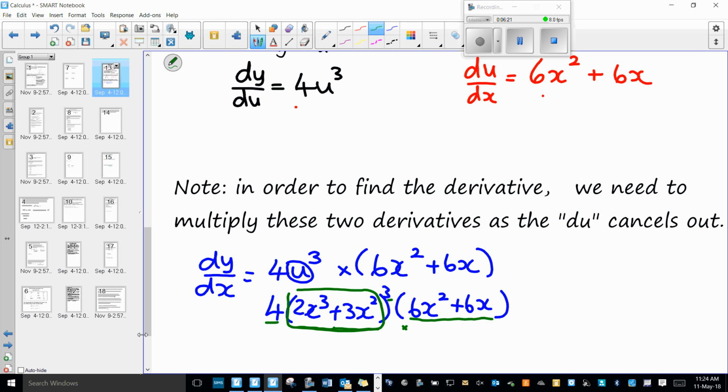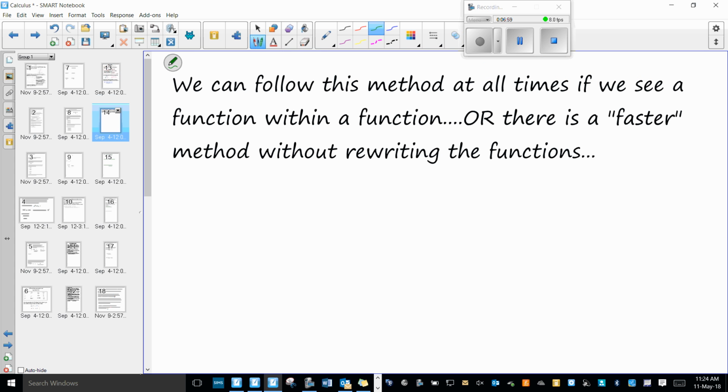And that's what's going to happen every single time. So rather than say u equals, differentiate in terms of u, and then have to replace u, you can just pretend that that's a normal x, differentiate as normal but keep the bracket as it was, and then always multiply by the derivative of what's inside. This next page is all about that: there's a faster method without rewriting the function.